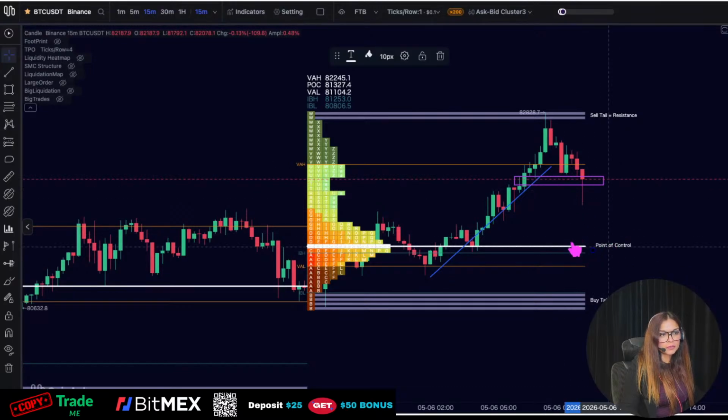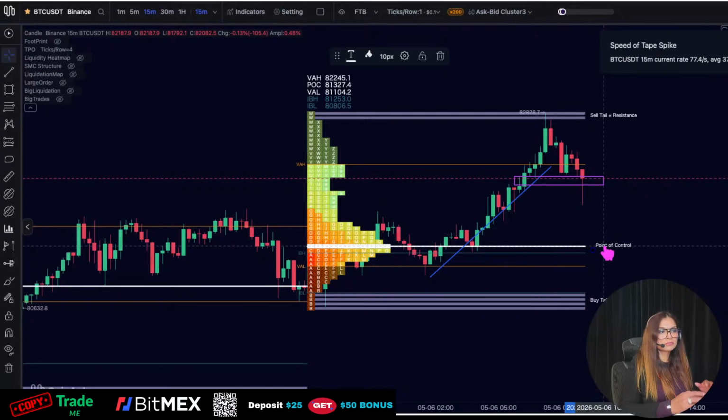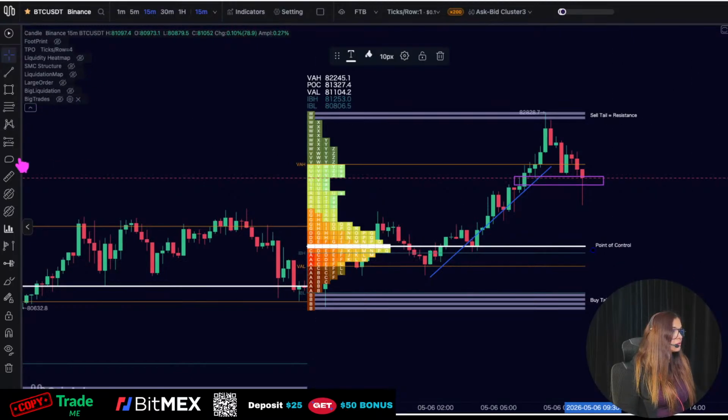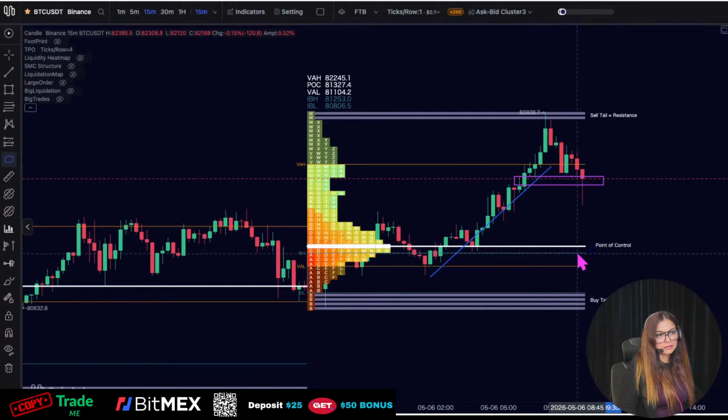So price tends to always come back to this area to trade. It always comes back to where participants found the most value. Okay, so that is your point of control. Another thing we have, here is your initial balance. Your initial balance high is the little blue line here, and the initial balance low. So IBH, IBL: initial balance high, initial balance low. Those are areas that price likes to revisit.